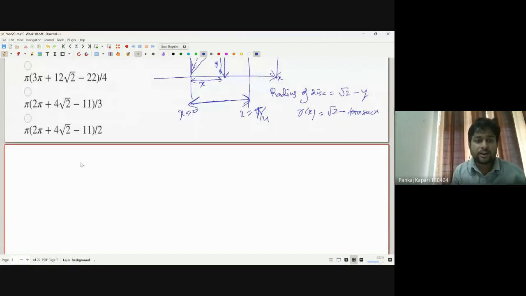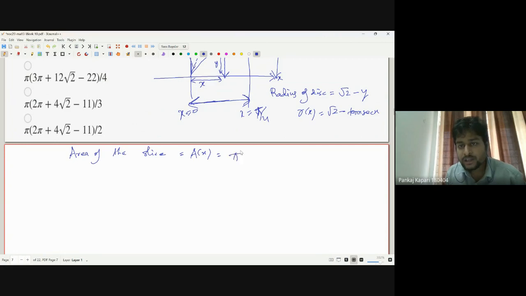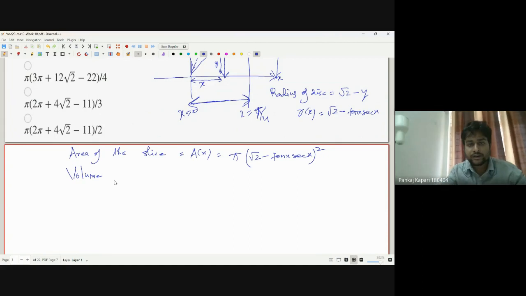So what is the area of the slice? So this area of the slice, let's call it A(x). This is pi, and you have radius squared. So pi times root 2 minus 10x sec x, whole squared. This will be our area. And now we can find the volume because we have all the information. We have the area and the lower and upper limits of integration also.